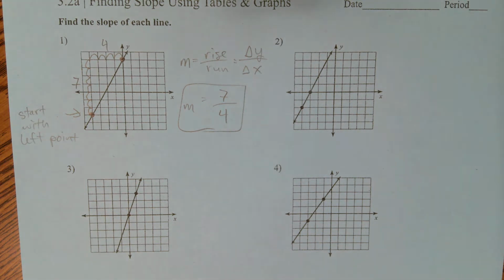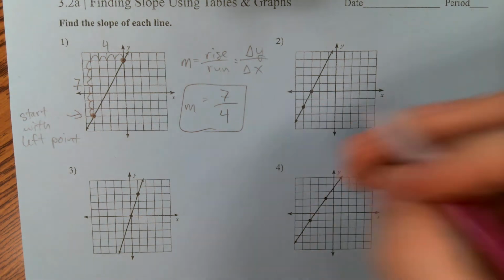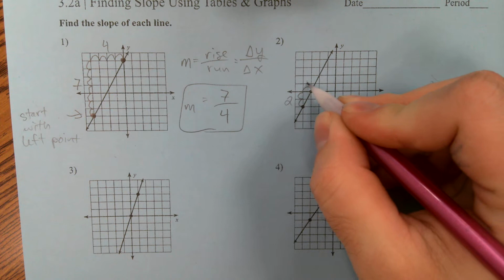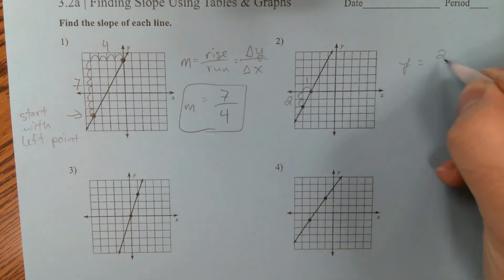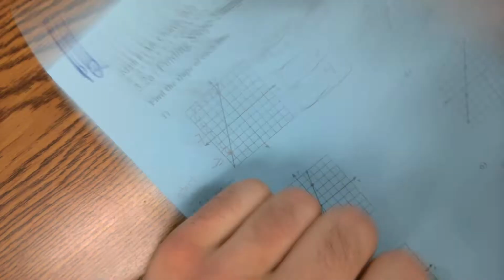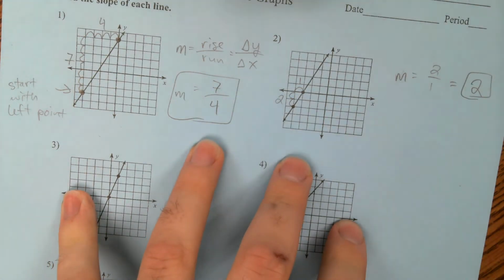Okay, please make sure you're making corrections in red so that you know what you were able to do on your own and what we went over together in class. Well, number 2, again, we start on the left. We're going up 2 over 1. Sorry, m equals 2 over 1, which just equals 2.